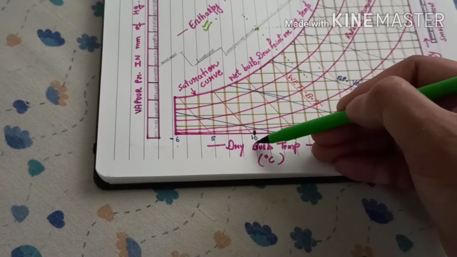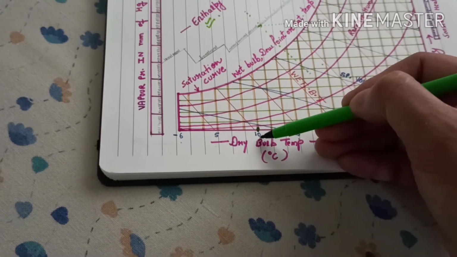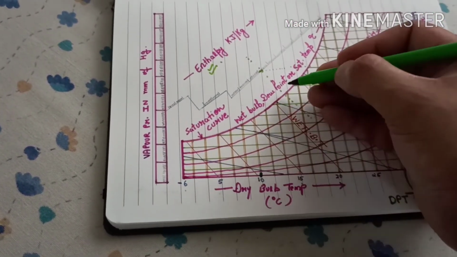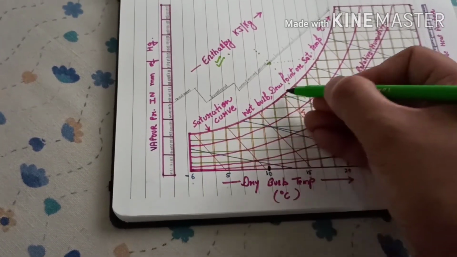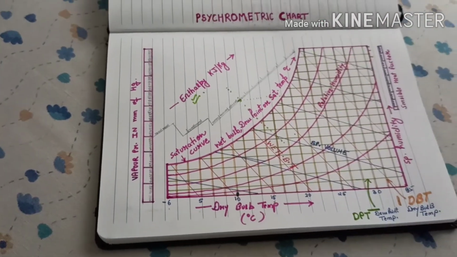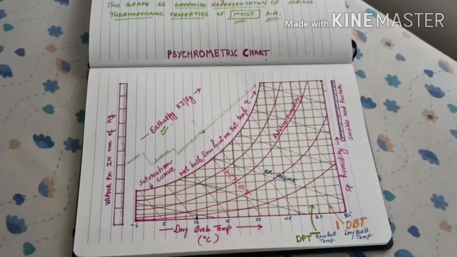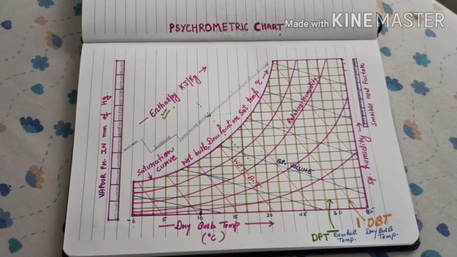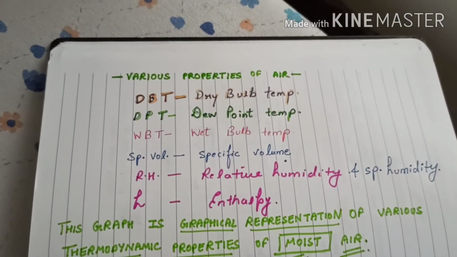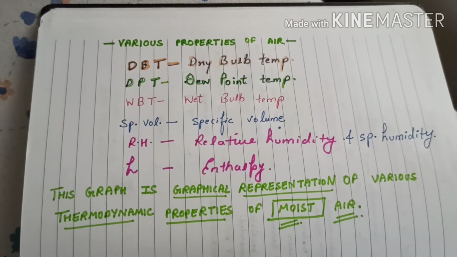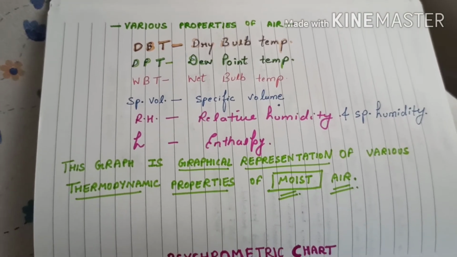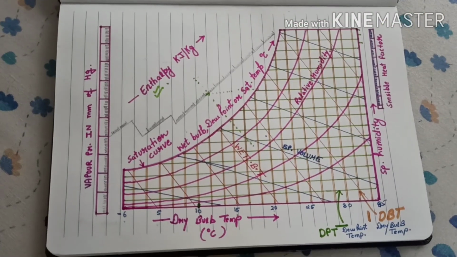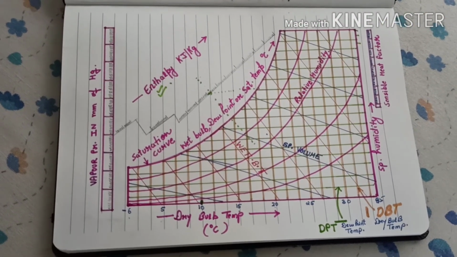So this will give us 10 degrees centigrade dry bulb temperature. Wet bulb temperature and dew point temperature we get on the saturation curve. So this is the basic overview of the psychrometric chart, and these are the thermodynamic properties of air that are plotted on the psychrometric chart. I hope this video was useful to you. Thank you.